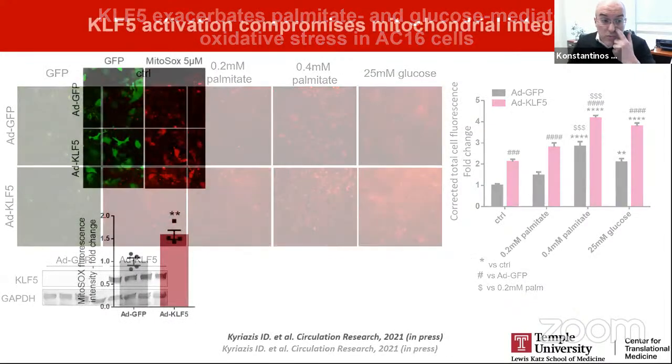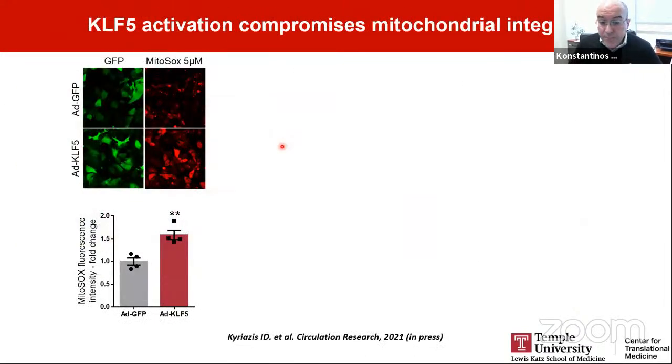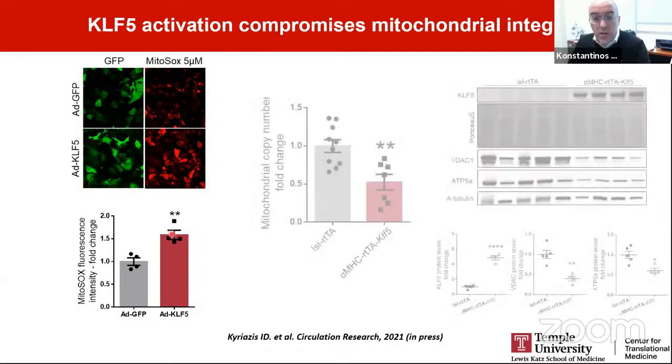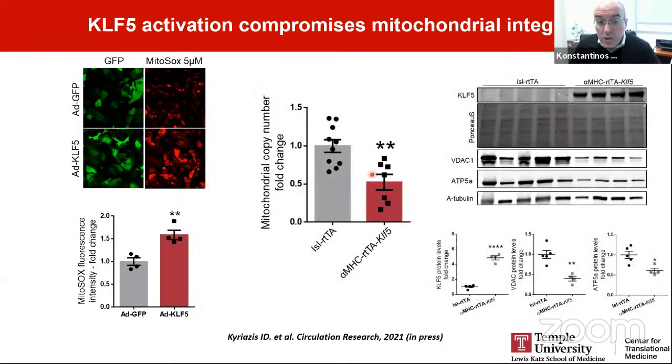One of the consequences of oxidative stress is that mitochondrial integrity is compromised. So we measured with MitoSOX the formation of reactive oxygen species in mitochondria, and this was increased. And we measured mitochondrial copy number. It seems like the transgenic mice have about 50% lower mitochondrial copy number, and mitochondrial protein expression was also lower in these mice.